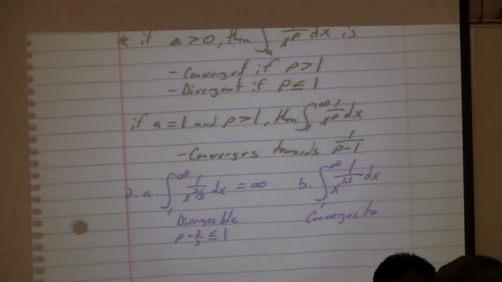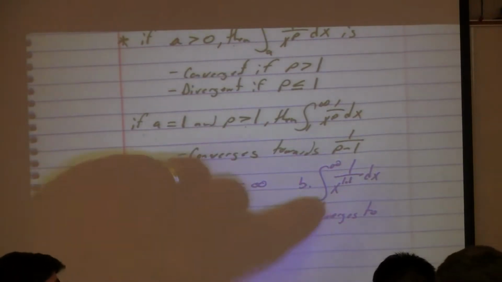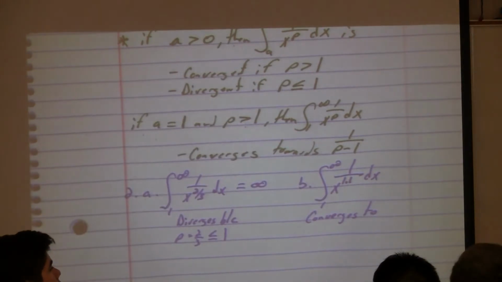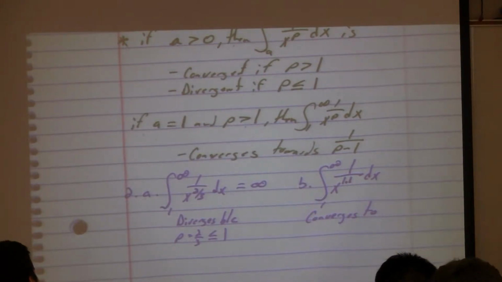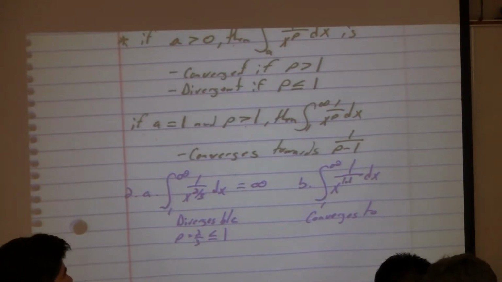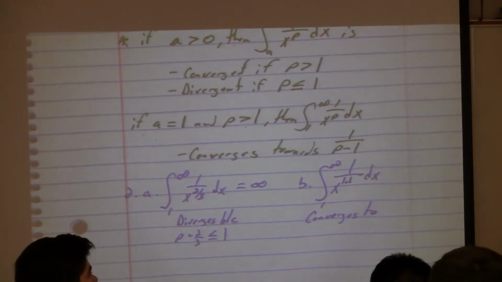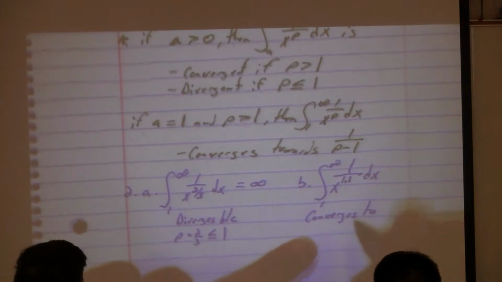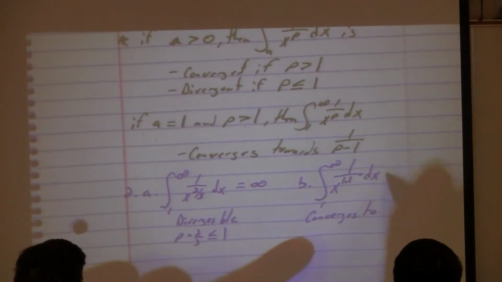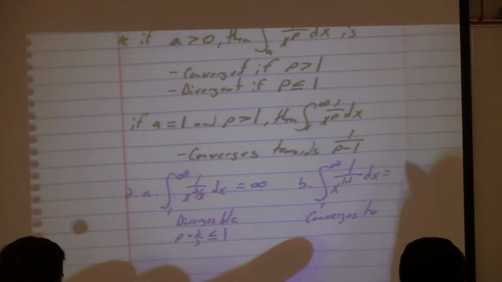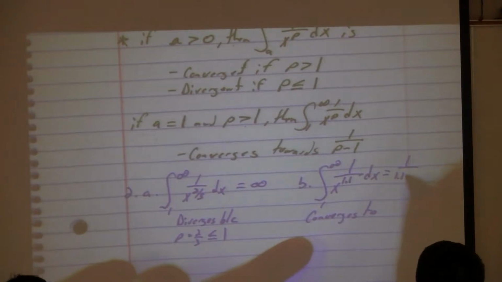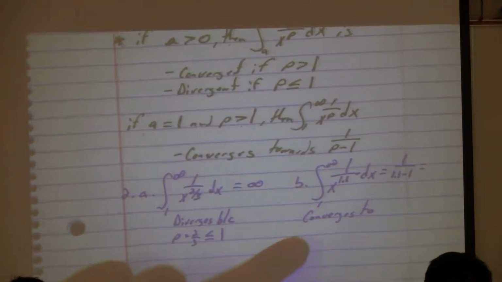So remember that, because it might be tricky and go from 5 to infinity and then mess you up. If it's from 5 to infinity, all we can say is that it converges. We have to do the actual math to figure out what it converges to. So this one's going to converge to, let's figure it out, 1 over 1.1 minus 1. What's 1.1 minus 1?